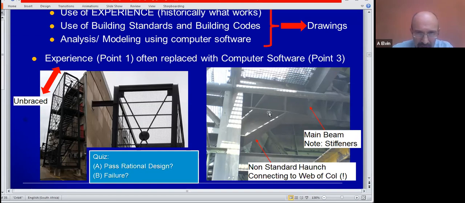So in this plane, what is giving us stability? The answer is nothing. The answer is nothing. And therefore, this has also failed already at the inception, at the drawing or rational design stage. It has failed.